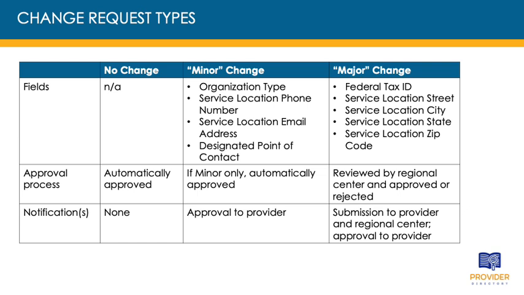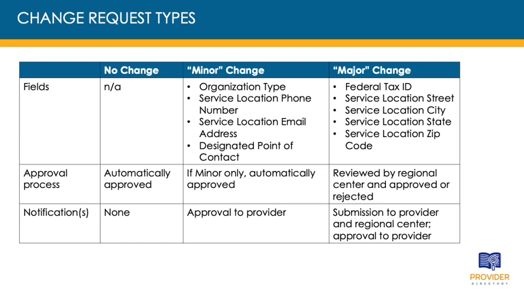As I previously mentioned, each submission confirmation is categorized as one of 3 change request types: no change, minor change, or major change. No change means the service provider approved the record as it was presented. The confirmation is automatically approved and no notifications are generated. Minor change means that the service provider made an edit to organization type, service location, phone number, service location email, or designated point of contact.